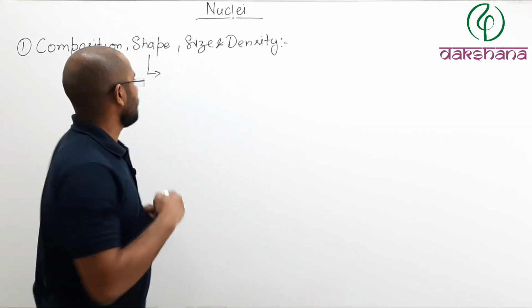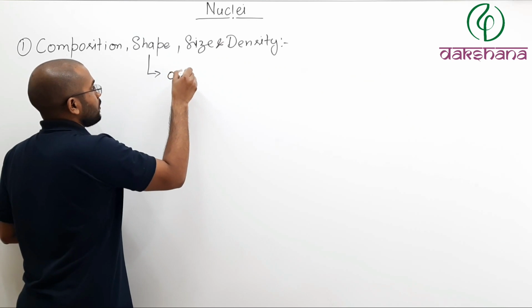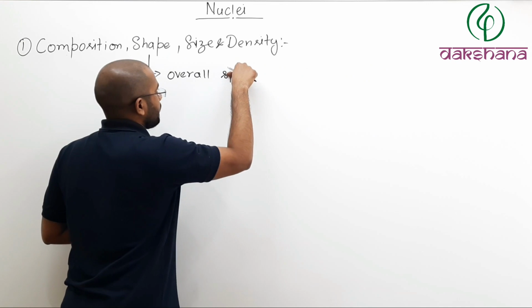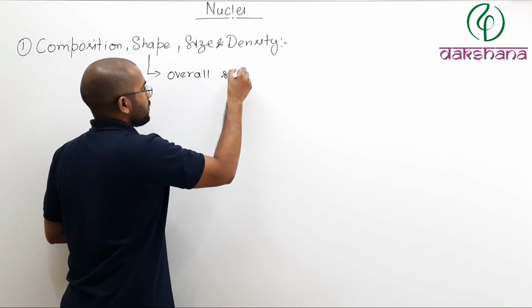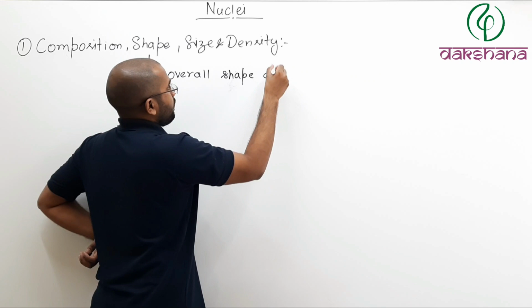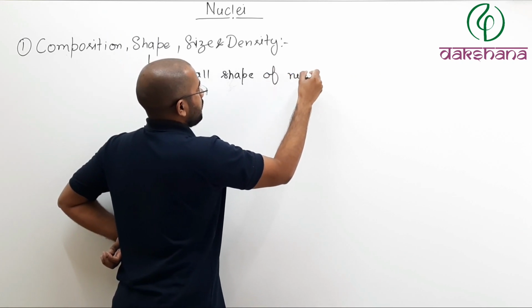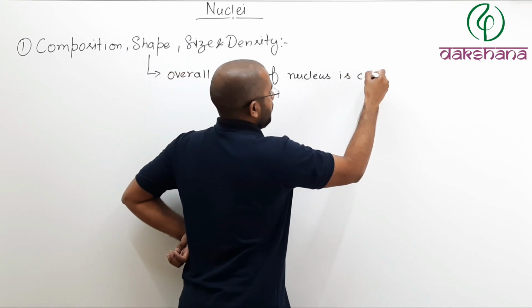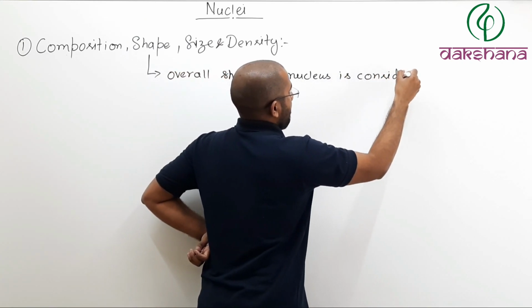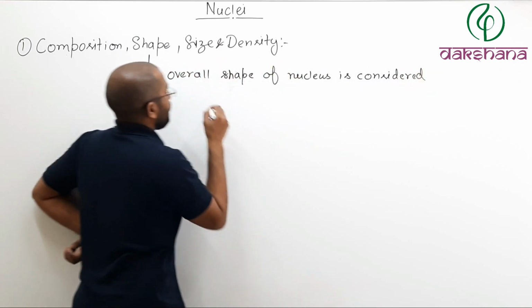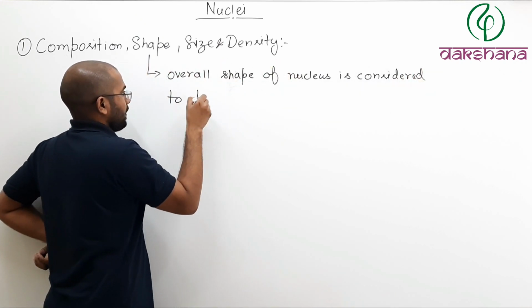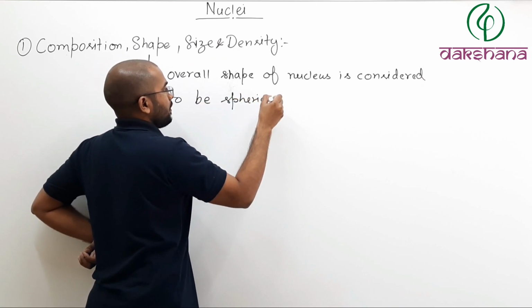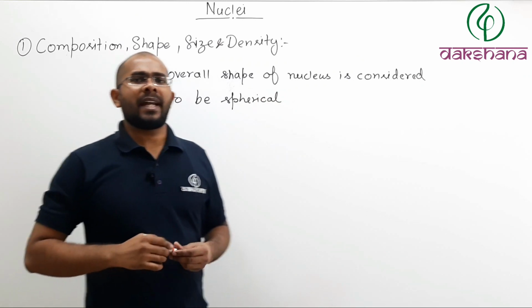So what will I write? That overall shape of nucleus is considered to be spherical. There might be slight variations.